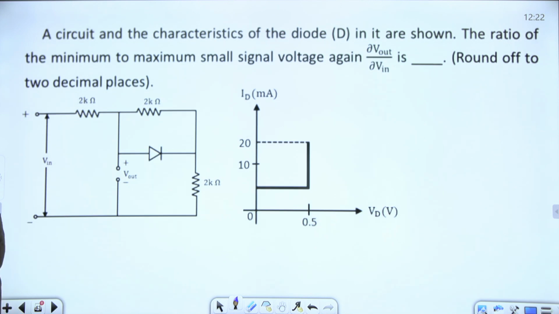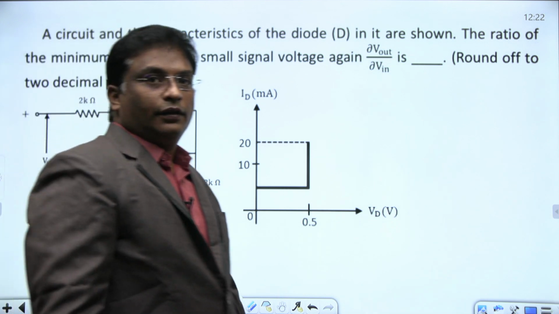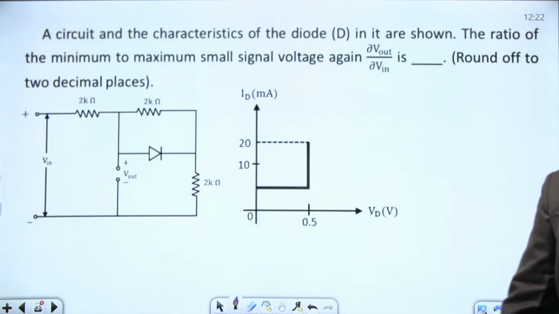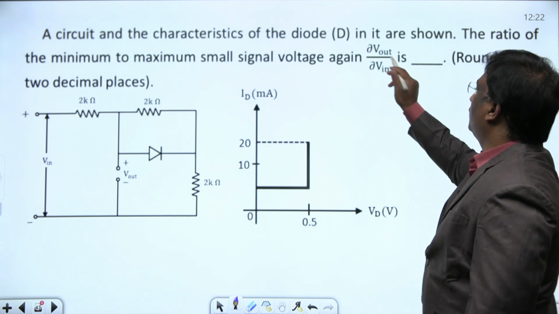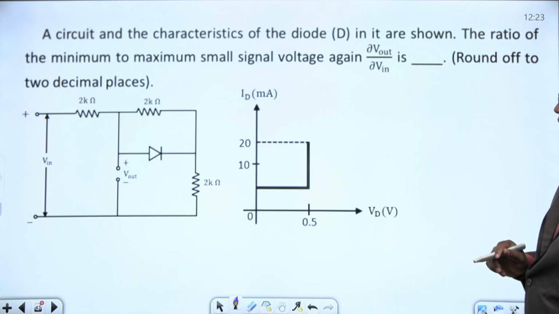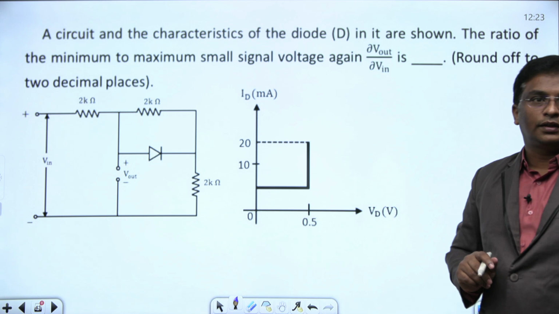Let us move on to the next question here. This question also came from analog circuits. What is the information given? A circuit and the characteristics of diode D in it are shown. The ratio of minimum to maximum small signal voltage gain, dV out by dV in, is dash, rounded off to 2 decimals, they asked.